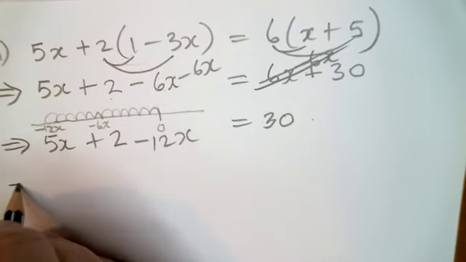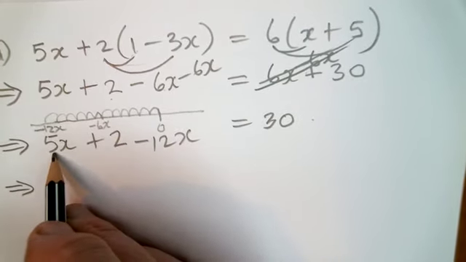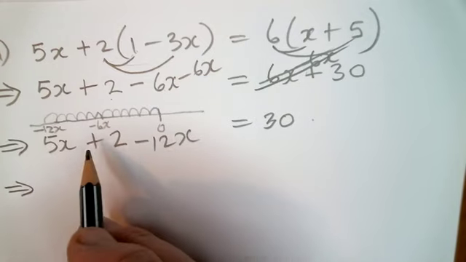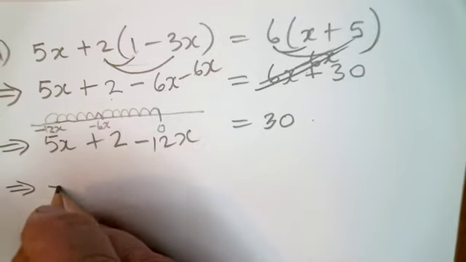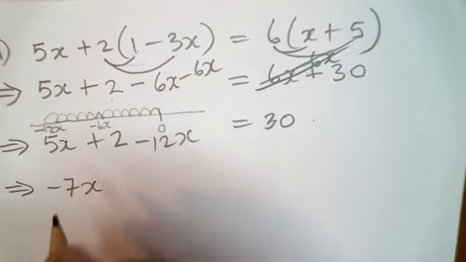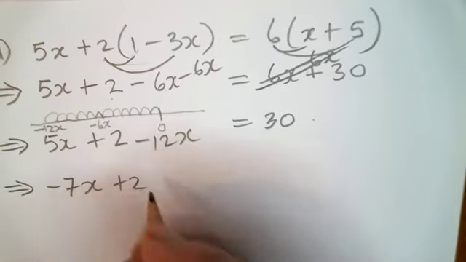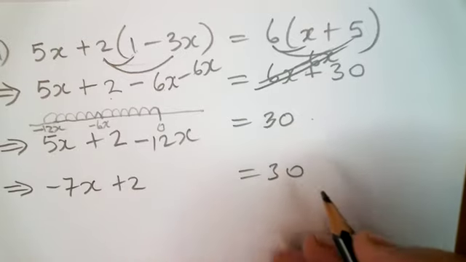All right, so what have I got now? Well, I've got a 5x minus a 12x. If I've got 5 chickens and I take away 12 chickens, that leaves me with negative 7 chickens. I've still got my plus 2, and the whole thing is equal to 30.